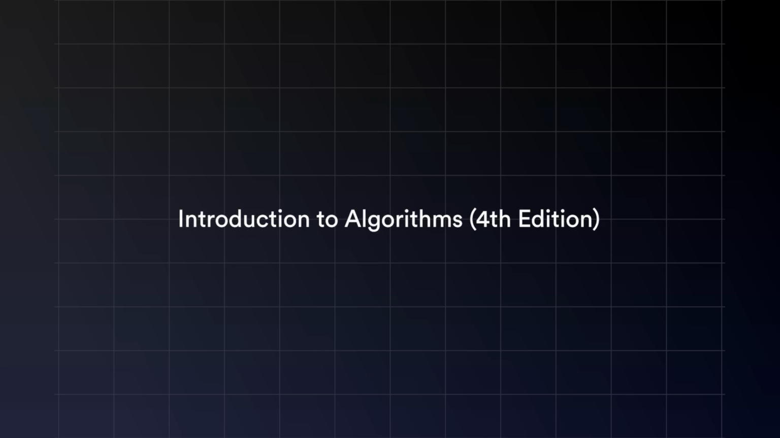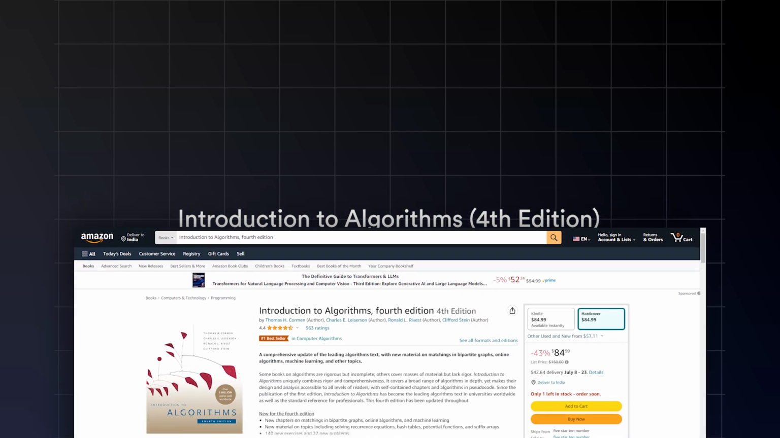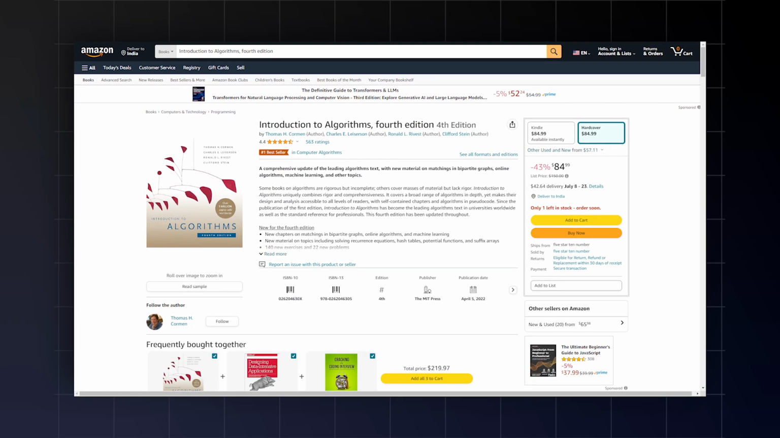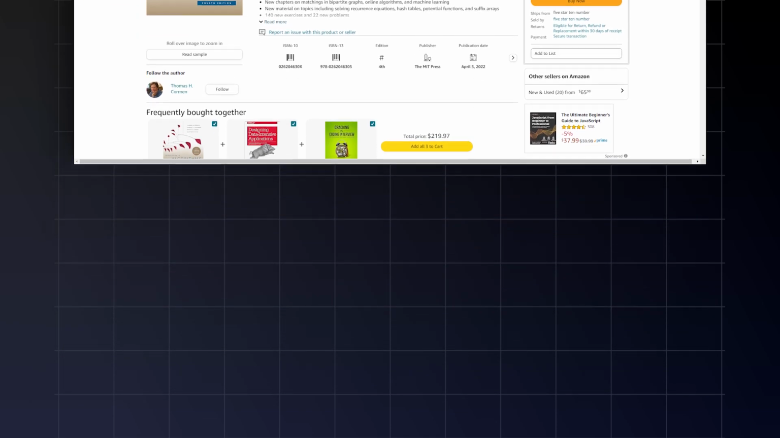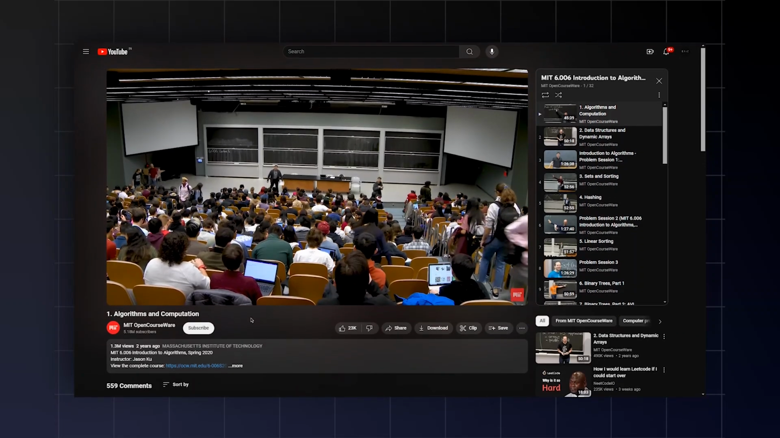First up is Introduction to Algorithms, 4th edition. This textbook is widely regarded as the best resource for learning algorithms. It was also used by my university to teach the core and essential algorithms for most coding problems. The 4th edition was recently released and is still relevant to MIT students. If you need structure and a traditional classroom setting to study, follow MIT's algorithms course.